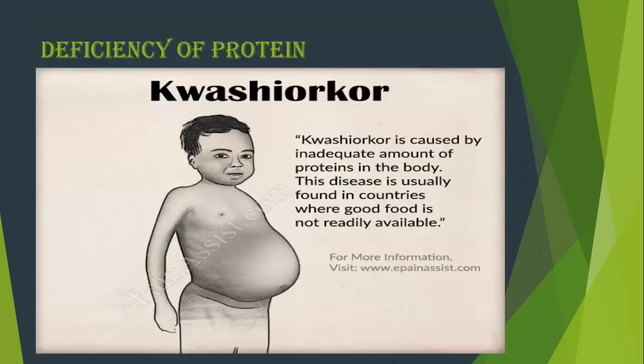Deficiency of protein will cause a disease called Kwashiorkor. It's caused by an inadequate amount of proteins in the body. And this disease is usually found in countries where good food is not readily available. You can see in the diagram, that boy has a swollen abdomen. This is caused due to the deficiency of protein.